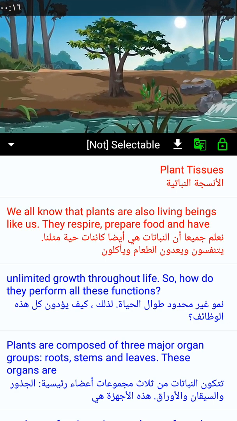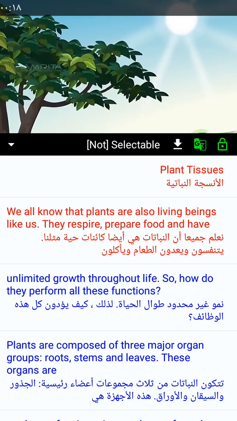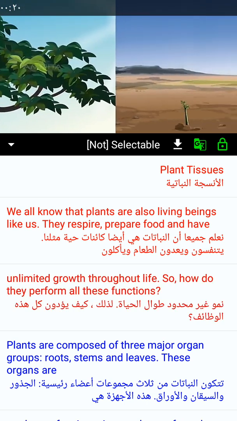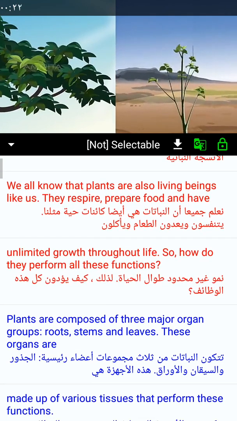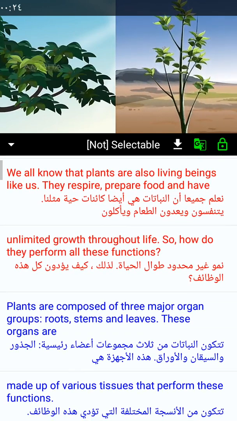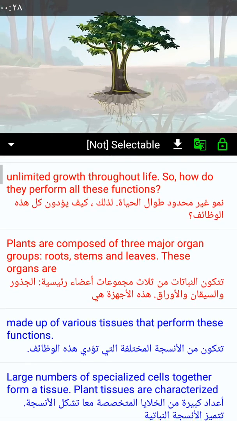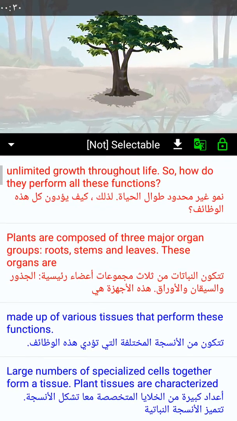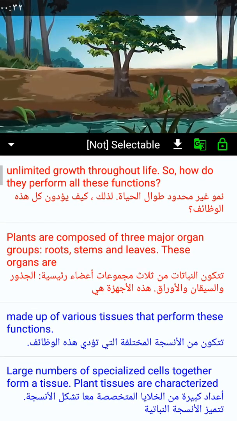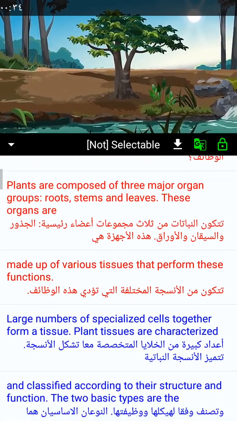Plants are also living beings like us. They respire, prepare food, and have unlimited growth throughout life. So, how do they perform all these functions? Plants are composed of three major organ groups: roots, stems, and leaves. These organs are made up of various tissues that perform these functions.